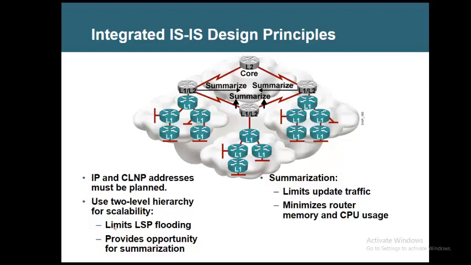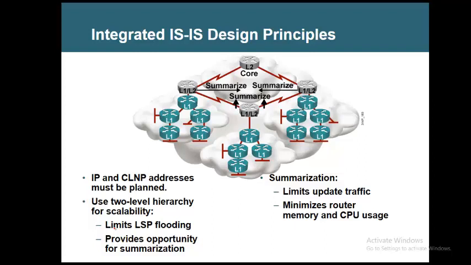In OSPF, you will have one router that is a member of area 0 as well as another area. That is what we call an area border router. Am I right? Yes, you are right. But we don't have such a thing here. Every router will be within its own area boundary. Anyway, we'll talk about that a bit later.